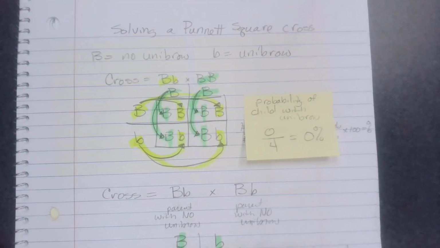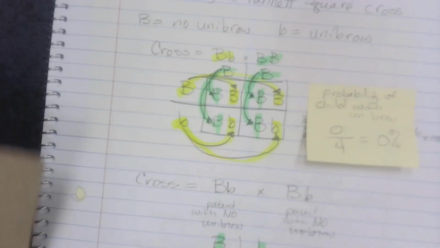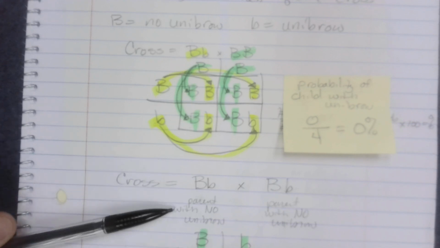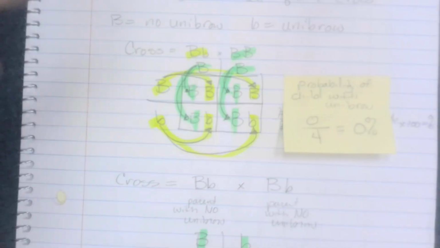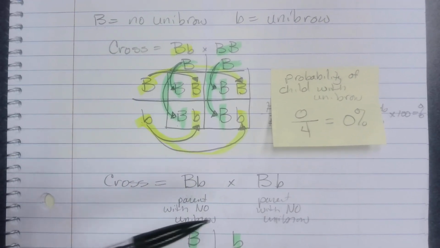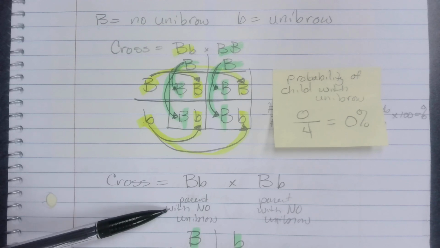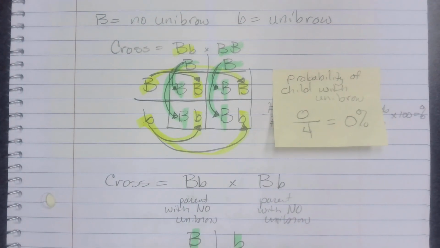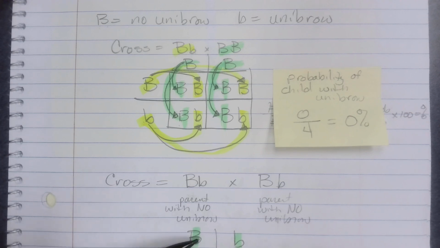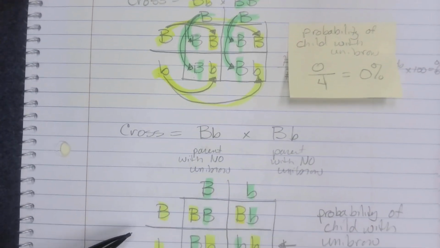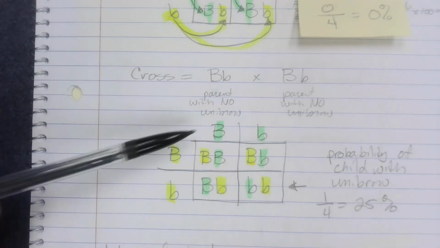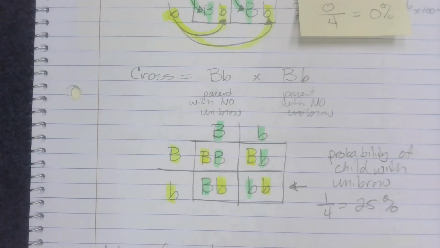All right, so let's say that we cross 2 different parents. This is a parent with no unibrow. I'm going to cross 2 parents, and neither of them have a unibrow. So this is a parent with no unibrow crossed with a parent with no unibrow. So I'm going to take 1 parent, and I'm going to put it on the top. And I'm going to take the other parent, and I'm going to put it on the side. So capital B, lowercase b, capital B, lowercase b.